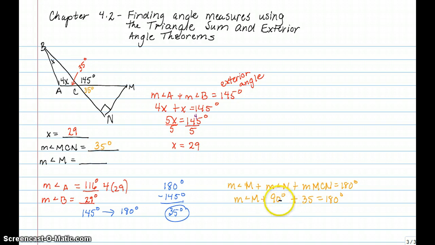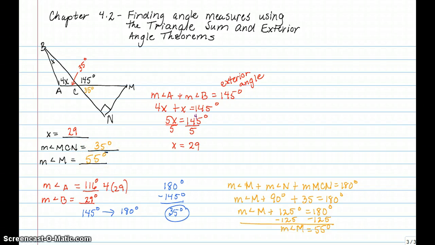So we're going to combine like terms. 90 and 35 is going to be 125 degrees. And that equals 180, measure of angle M. We're going to subtract 125 using the subtraction property of equality to create an equivalent equation. It's a lot easier to count forward. From 125 to 130 is 5. From 130 to 180 is 50. So 50 plus 5 is 55. So the measure of angle M equals 55 degrees. So we'll go ahead and put that in.